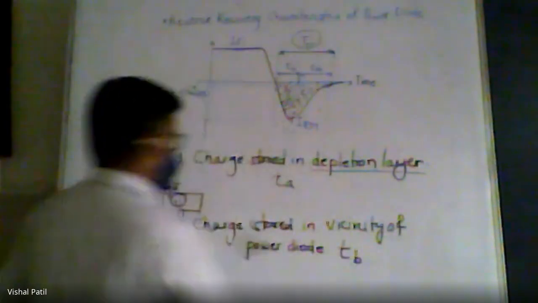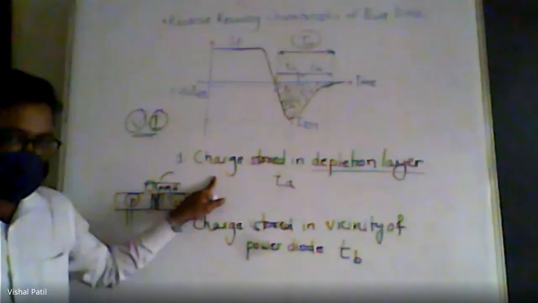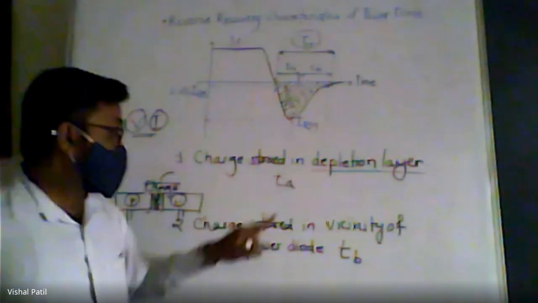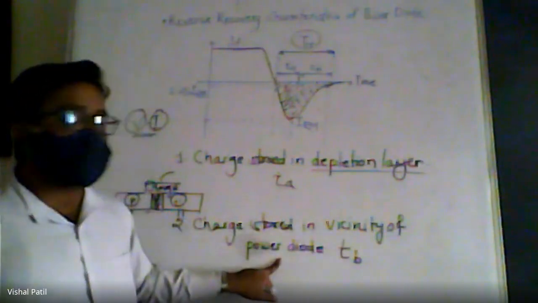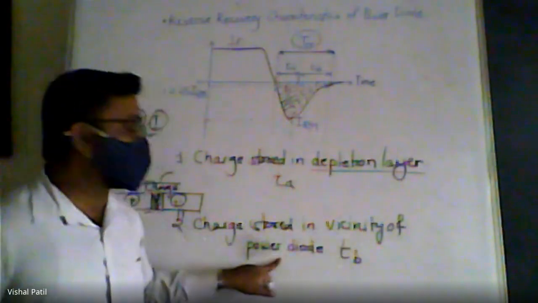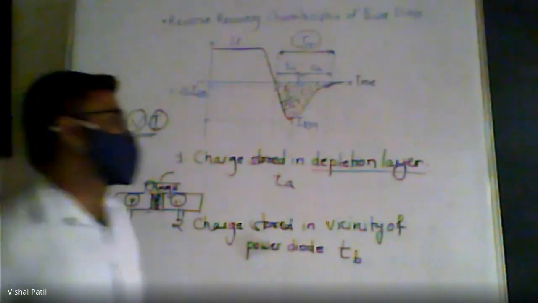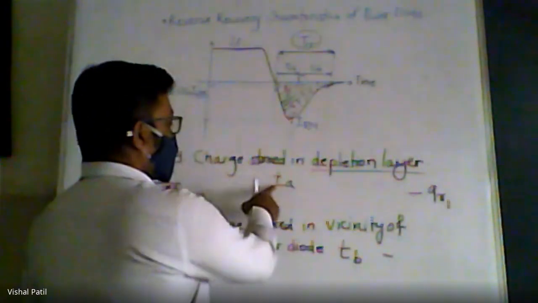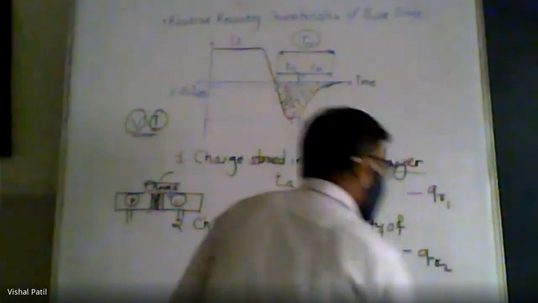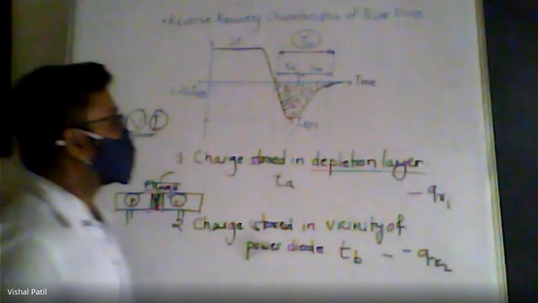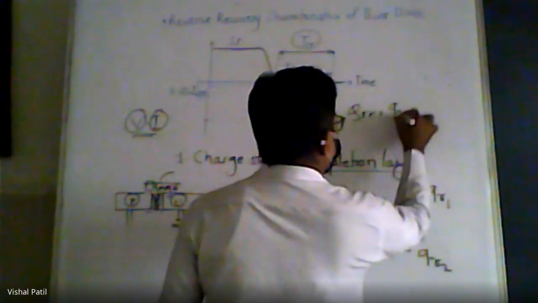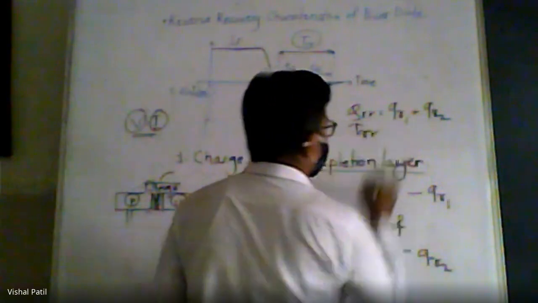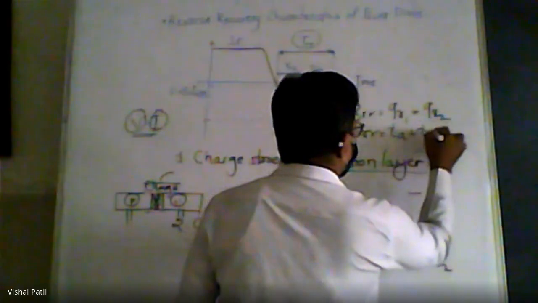We will say TB. So TA is the time associated with the depletion layer, during which the charge stored in the depletion layer is recovered. And TB is the time associated with the vicinity of the power diode, during which the charge stored in the vicinity of the power diode is recovered. So in both processes, the charge is getting recovered. Okay, so I'll say QR1 is the charge recovered during time interval TA, and QR2 is the charge recovered during time interval TB. So what is the total charge recovered? QRR is equal to QR1 plus QR2.